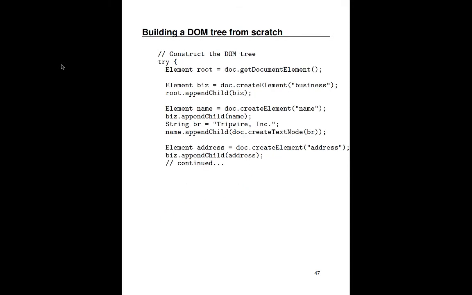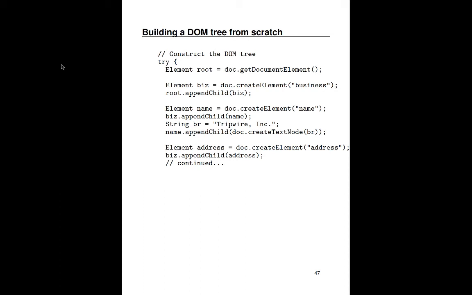Now that we have our new document, we will populate it using methods from the DOM API. So the first thing we do is call getDocumentElement, which returns the root element of the document. That'll be the phonebook element. Then we create a new element with a tag of business. This will represent the business. And note that we create the element from the document object itself, and then we have to append that element to the root element to establish the parent-child relationship.